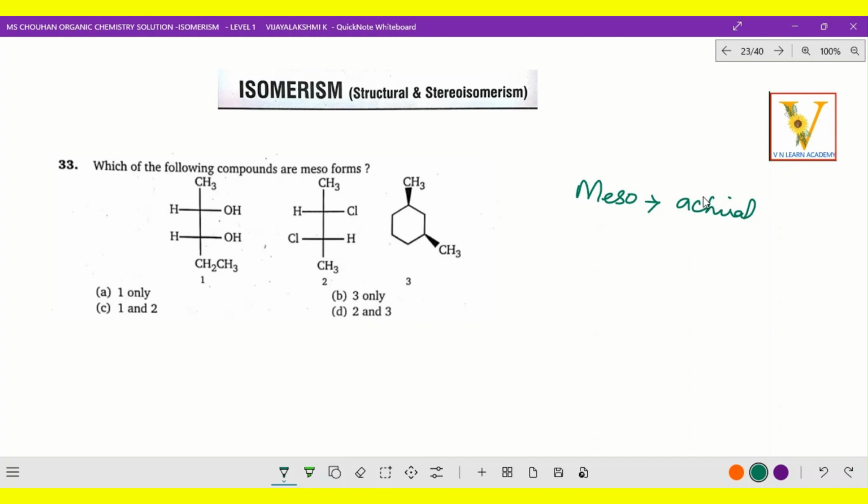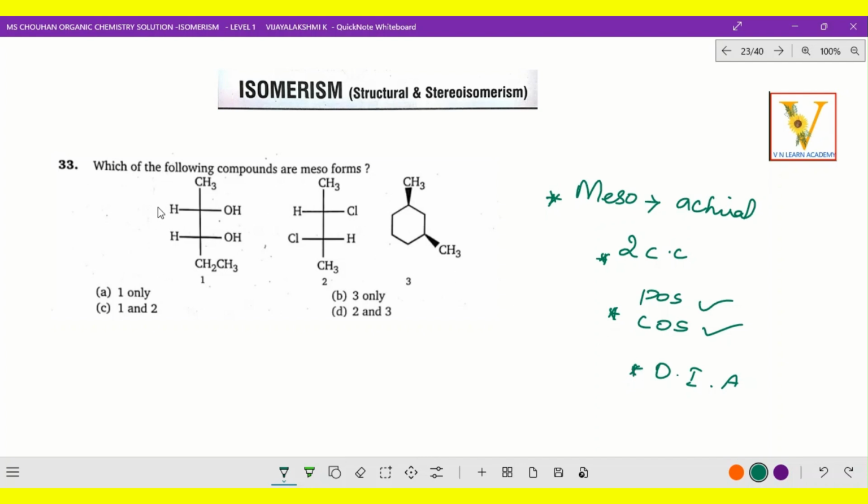That means the same group or atoms attached to that, and a minimum of two chiral centers has to be present, and POS and COS have to be mandatory. That means if POS and COS are present, it means optically inactive, right? So these are all the points. It's mandatory. These are all the conditions to identify what it is.